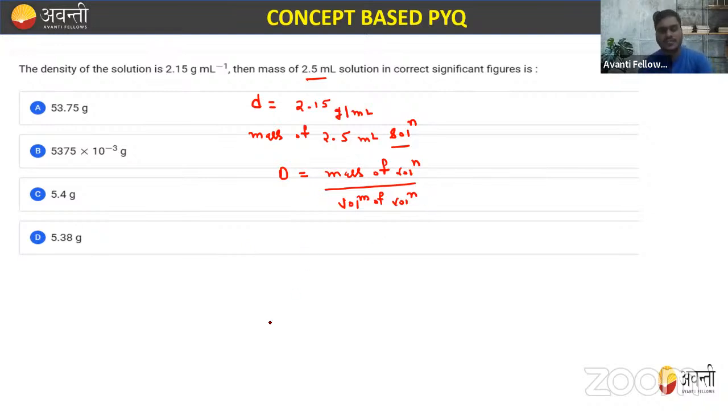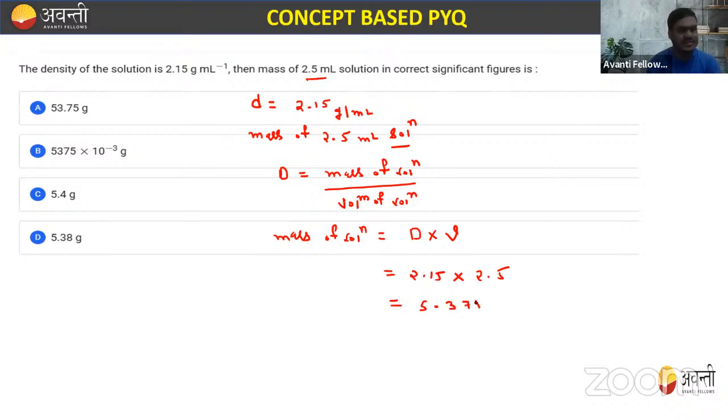So density is equal to mass of the solution upon volume of the solution. From here we can calculate the mass of the solution, right? So how much will the mass of the solution come to? Can anyone tell me? That is density into volume of the solution. So what is the density here? We know density is given, 2.15. And what is the volume? The volume of the solution, that is, the mass of 2.5 ml solution. So the volume is also given, that is 2.5. So just multiply 2.15 into 2.5, you will get 5.375 gram. So this is the mass of the solution you have, right?